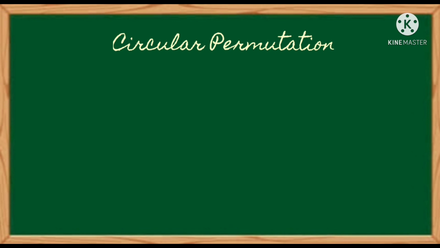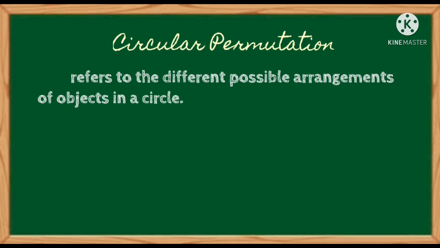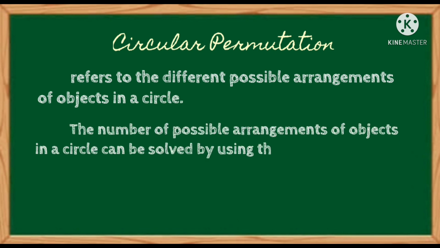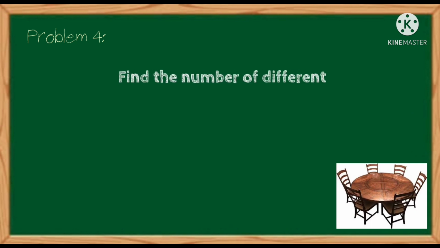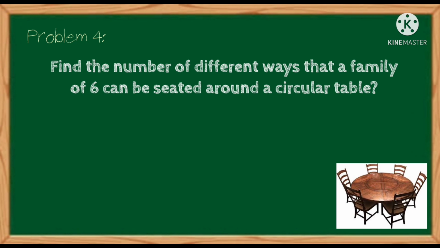And last, we have the circular permutation. Circular permutation refers to the different possible arrangements of objects in a circle. The number of possible arrangements of objects in a circle can be solved by using the formula P is equal to the quantity of n minus 1 factorial. Now, let's have problem number 4. Find the number of different ways that a family of 6 can be seated around a circular table.